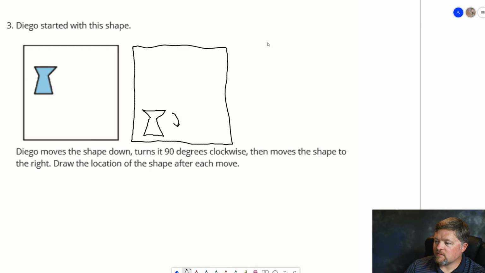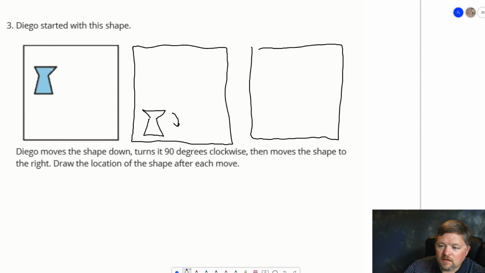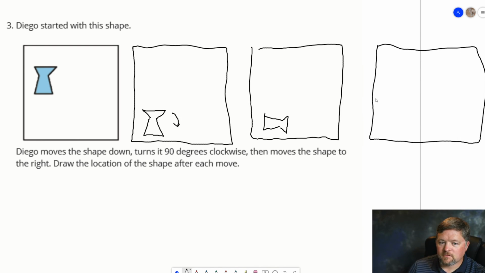Turn it 90 degrees clockwise. Clockwise is this way. So our next box is going to have to look like this: this longer side with the shorter angled parts is going to have to be on this end. Then he moves the shape to the right. Make a new box. So we took the shape, it looks like that. We move it to the right. So we went down, rotated 90 degrees, and then moved it to the right. Okay, that's the shape of it after each one of those moves.